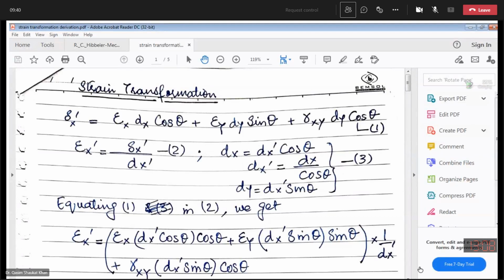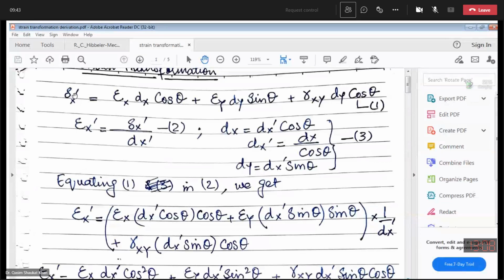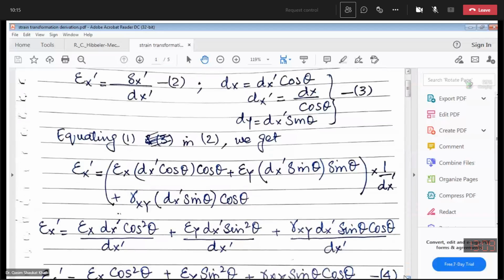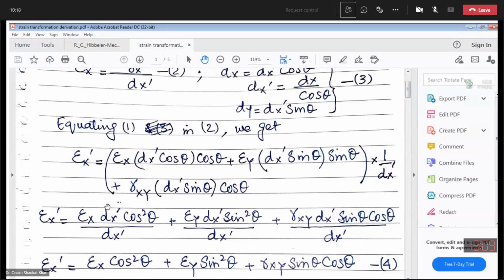Okay, so in that what we did, our change in length was delta x dash, that is epsilon x dx cos theta. So dx we have replaced with dx dash cos theta because in the denominator we have dx dash, so we want to eliminate this factor. Similarly, epsilon y dy sine theta, so dy is dx dash sine theta into sine theta plus gamma xy dy cos theta. So again, we are basically introducing in this equation dx dash so that it cancels out with dx dash in the denominator, and then this is the simplification going on.